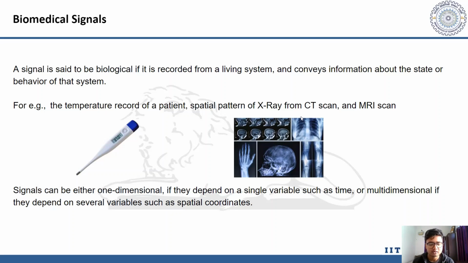Now, these can be either one-dimensional if they depend on a single variable, let's say time, or multi-dimensional if they depend on several variables such as spatial coordinates. Like if we take biomedical images, they are multi-dimensional signals. They contain spatial coordinates and also vary with time.